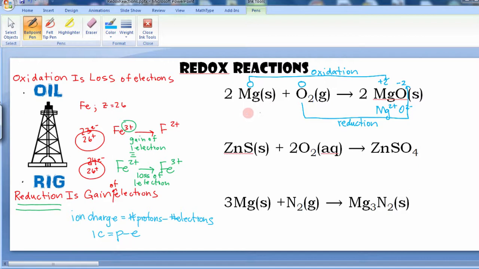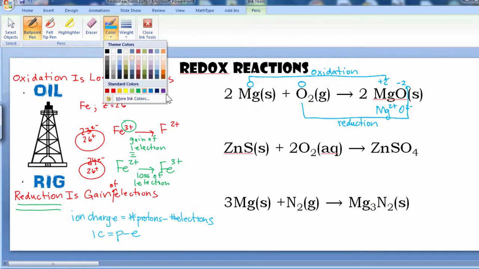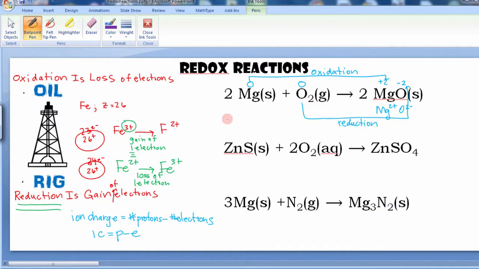So we have what here? We have magnesium being oxidized. So magnesium, since it's being oxidized, it is the reducing agent. It's the opposite. And oxygen is being reduced, so it is the oxidizing agent.